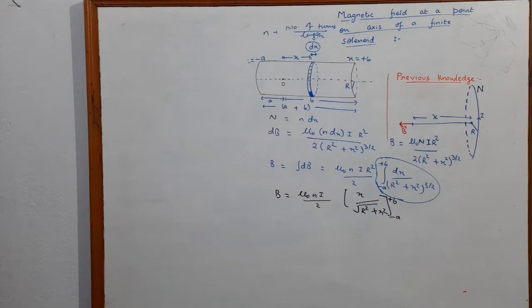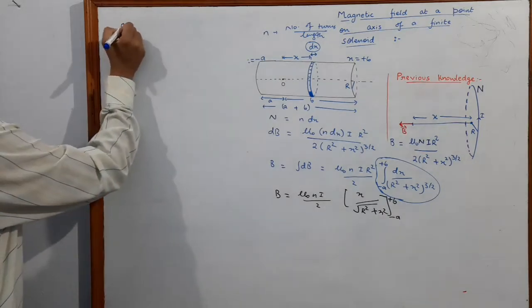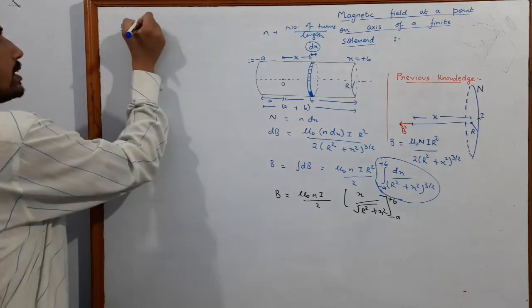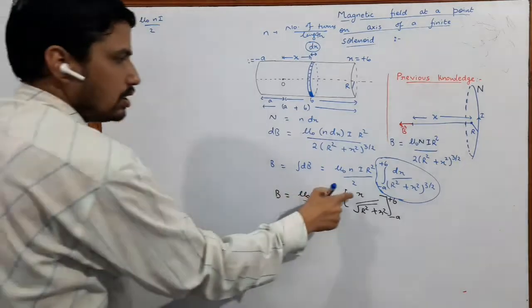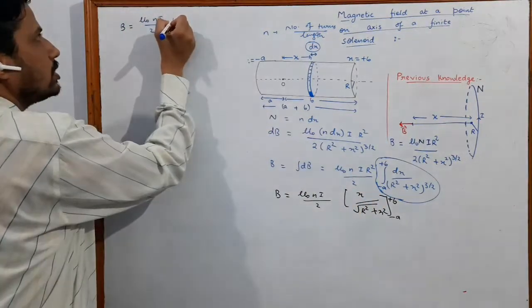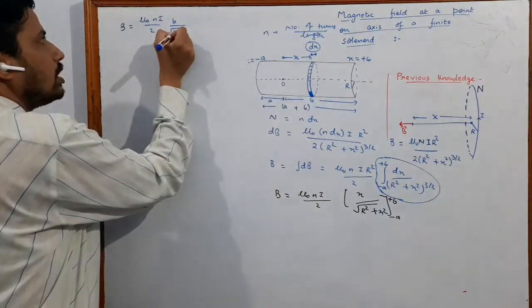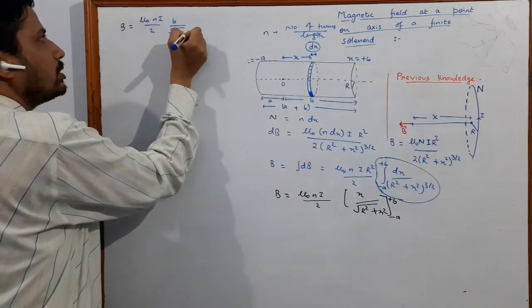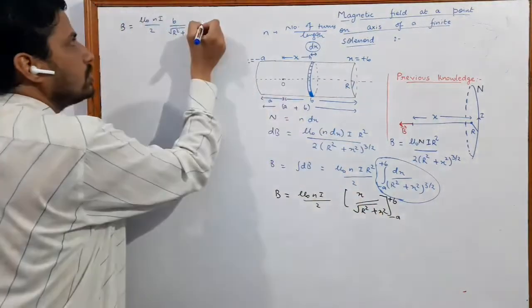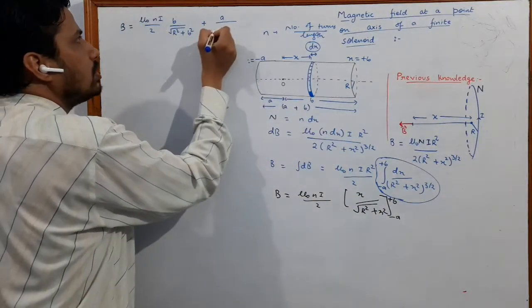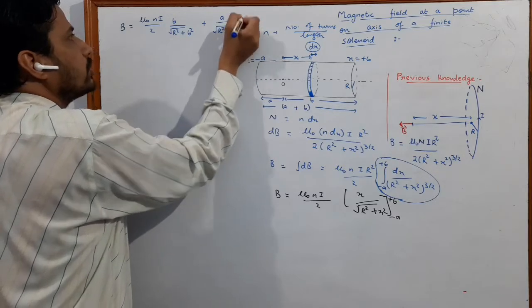So let us now see what we get. Our B becomes mu naught n I upon 2. Instead of x we'll put first b, so b upon under root r square plus b square, then minus, then we put x is equal to minus a, so minus and minus will become plus a upon under root r square plus a square.